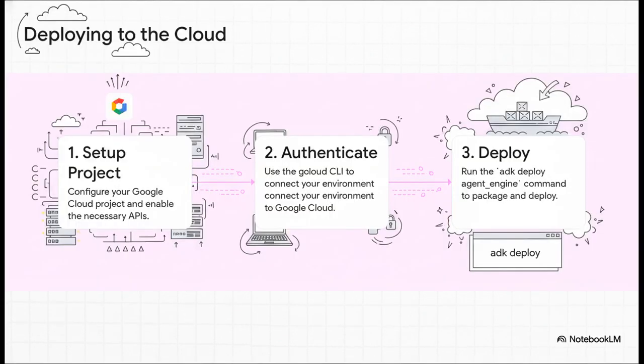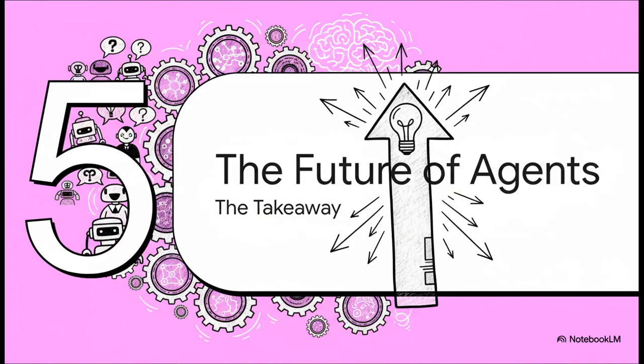And finally, deployment. When you're ready to go live, it's pretty much a three-step dance. First, you set up your Google Cloud project. Second, you log in to connect your computer to the cloud. And third, you run a single command, adk deploy. The toolkit handles all the messy stuff, packaging your agent up and shipping it off to the Vertex AI Agent Engine. So, after all that, what's the big takeaway?